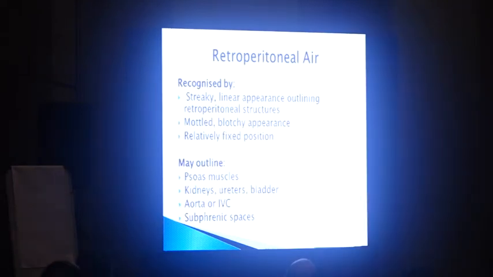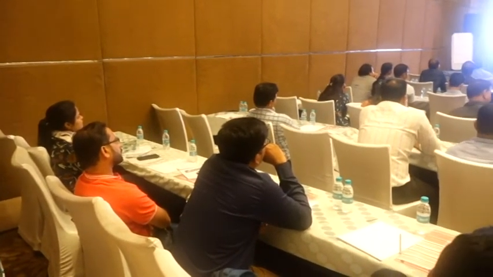So something about the retroperitoneal air. As we know, the psoas muscles, kidney, ureter, and the borders of these structures can have a sticky linear appearance in the skiagram of the abdomen, which will be denoting the retroperitoneal air. I have a few photographs.